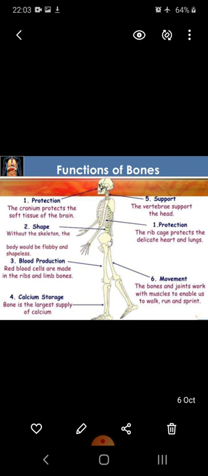The important functions of bones are: first is to provide support. The bones are the principal organ of support. They support the whole body. Next is to provide protection. Bones provide protection for some of the soft and delicate organs of the body, such as the skull and pelvis.